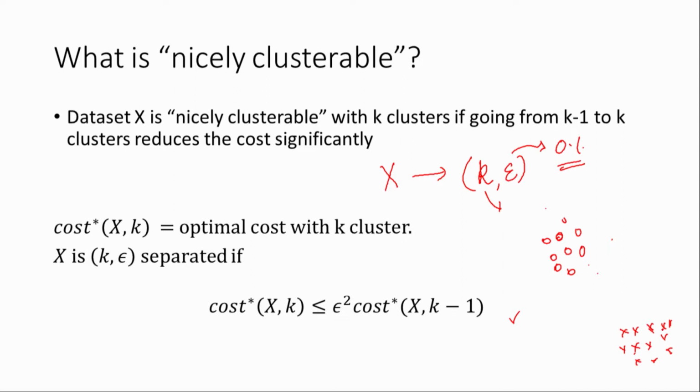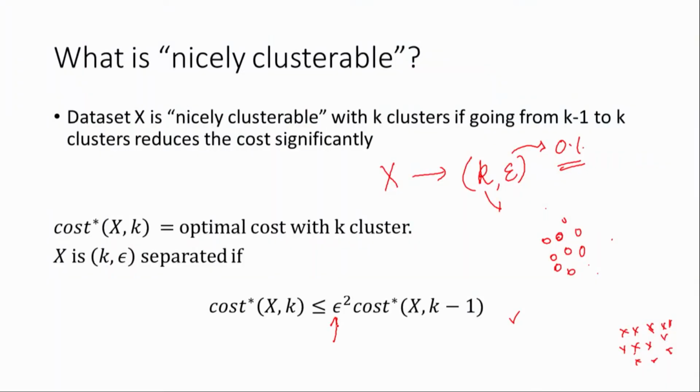In this particular point set, in the squares and the crosses, there is really a difference between using one cluster and using two clusters. Would you agree? If you use one cluster, you cannot get the objective function to be really low, whereas if you use two clusters, the objective function suddenly drops. So there is a right number of clusters present. That's exactly what the definition says: there is a small constant epsilon such that the cost of using k clusters is much, much smaller than the cost of using k minus 1 clusters. Think of k equal to 2 here. The cost of using two clusters is potentially much smaller than the cost of using one cluster. This is when we call the data set nicely clusterable.